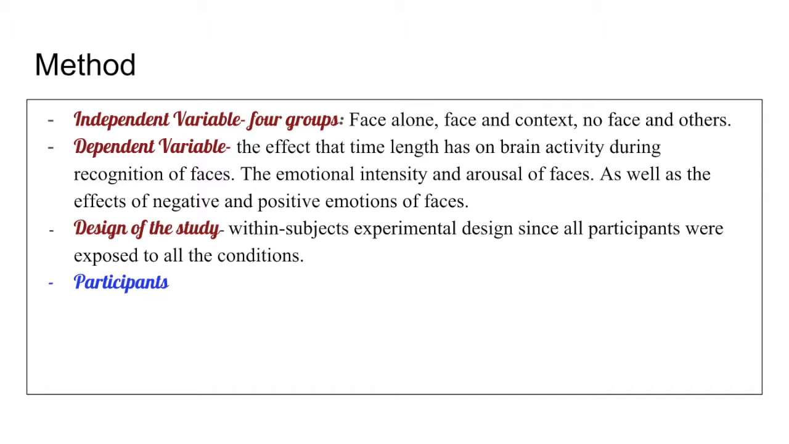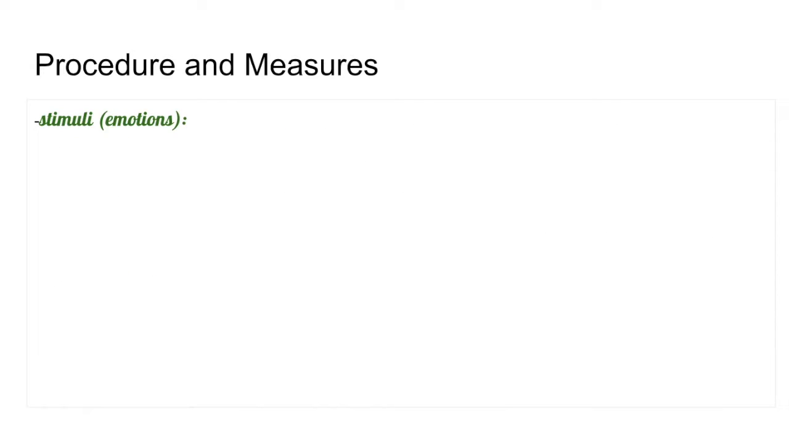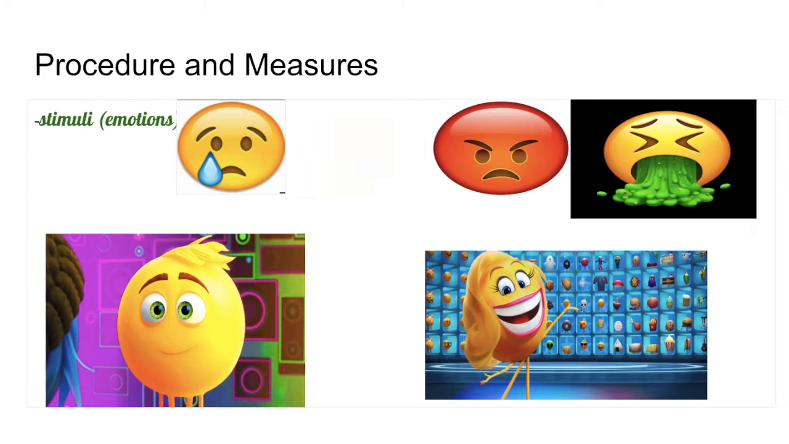Participants. 20 subjects participated in this study. Participants had no current or history of psychiatric disorders. Procedure and measurement. Researchers classified stimuli into 4 groups: face, no face, face and context, and others. There were 15 positive and 15 negative emotional pictures.